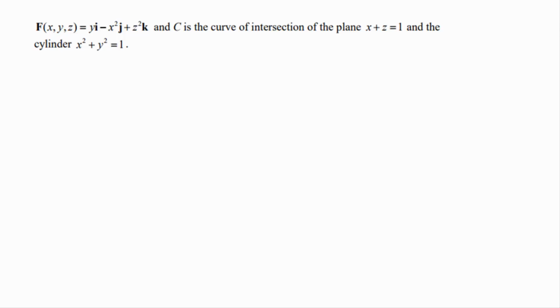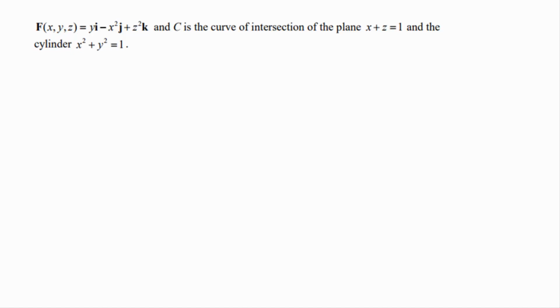So we've got F with components y, negative x squared, and z squared. C is the curve of intersection of the plane x plus z equals 1 and the cylinder x squared plus y squared equals 1. And we want to evaluate the flux integral around that C. So I guess one question is, what would that look like?